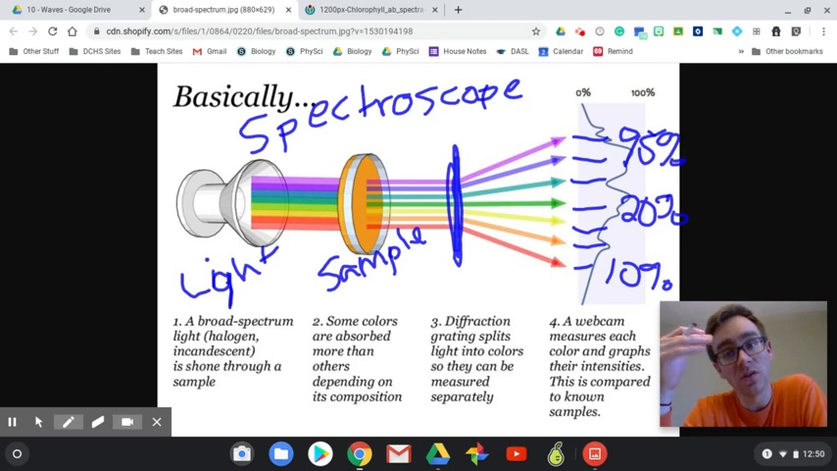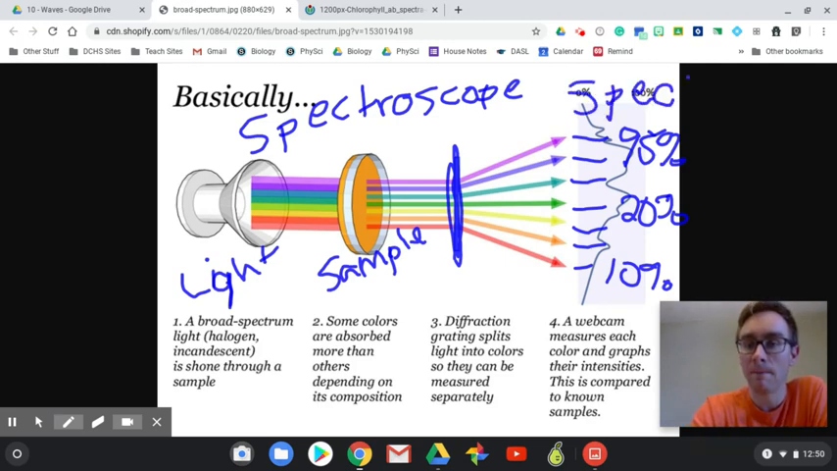Every sample is going to give a different, what we call spectra. And this is what we call a spectrograph right here. That's our spectrograph, and it's going to look like a graph. All you have to understand to be able to read these spectrographs is that different colors have different wavelengths, and those different wavelengths will go through or be absorbed or reflected by each object.